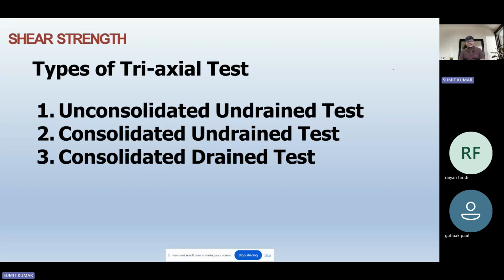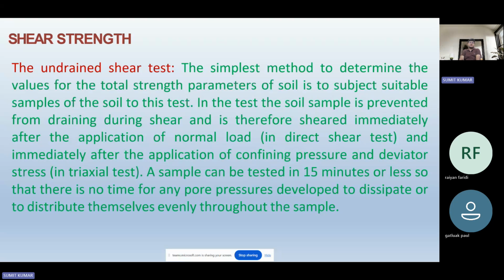While talking about the drainage condition, in the consolidated undrained test the water is not allowed to dissipate during the second stage, that is the deviating stage, while in the consolidated drained test, water is allowed to dissipate throughout the entire duration of the test. So how these tests are performed and what the points regarding them are, we are going to discuss from this slide on.